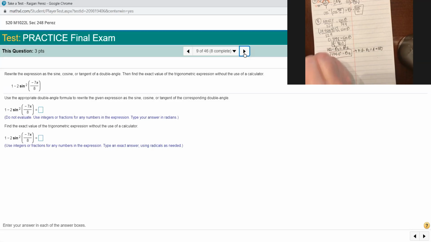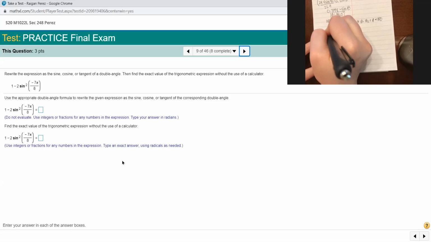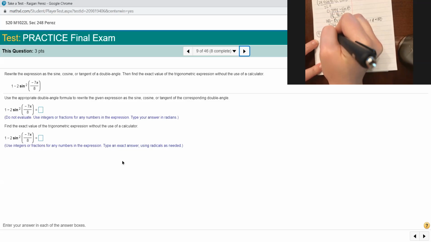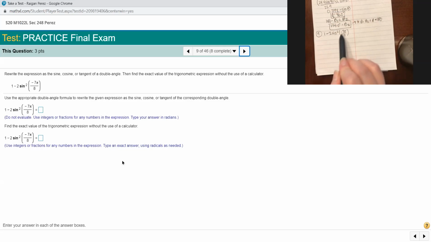Number 9. All right, rewrite the expression as this double angle formula. So you will have your formula sheet again. So I'm gonna write this down and then go look at my formula sheet. So I have 1 minus 2 squared theta basically. So look at my formula sheet.